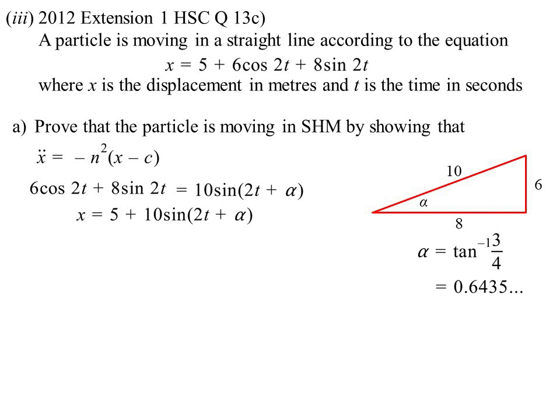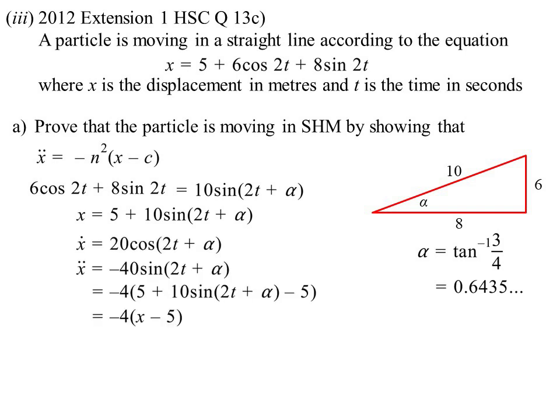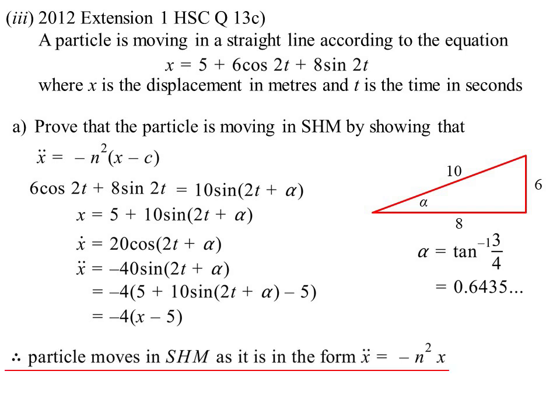Now I'll differentiate it twice, and I can show that, yeah, that's minus 4 outside of x minus 5. So it's in the form minus n squared x. Yes, there's a shift happening, but it is in that form of minus n squared x.